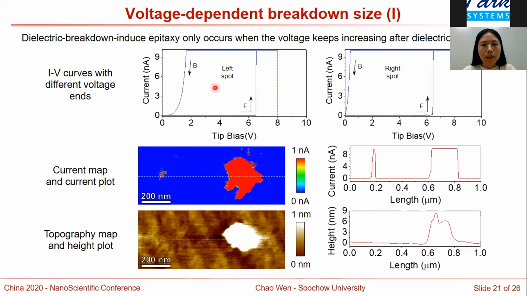Here, we apply two different IV curves. The first one is from 0 to 8 volt. The second one is from 0 to 10 volt at two different positions. And we can find that with a voltage from 0 to 10 volt, we have a severe surface modification compared to the position where we apply 0 to 8 volt. So this means that the dielectric breakdown introduced epitaxy only occurs when the voltage keeps increasing after the dielectric breakdown.